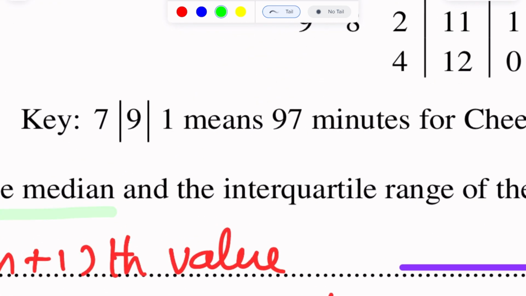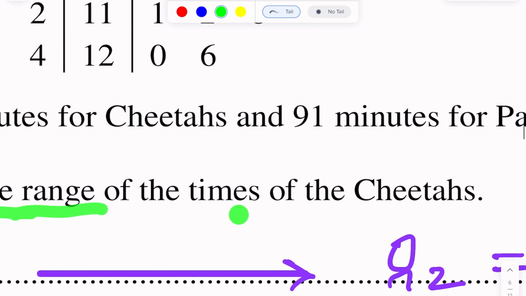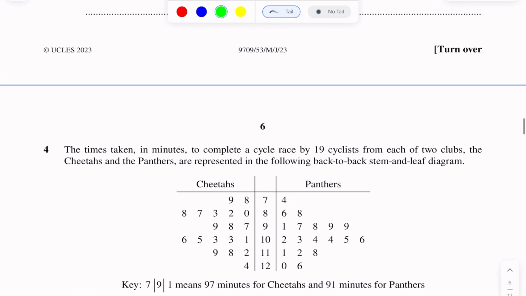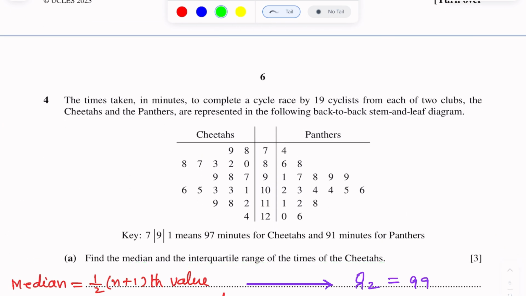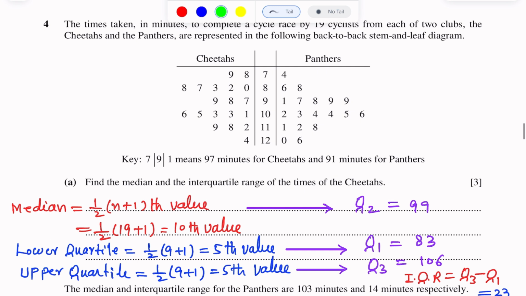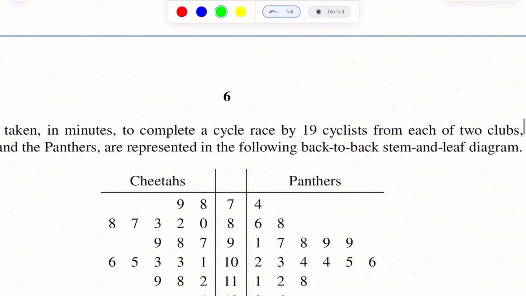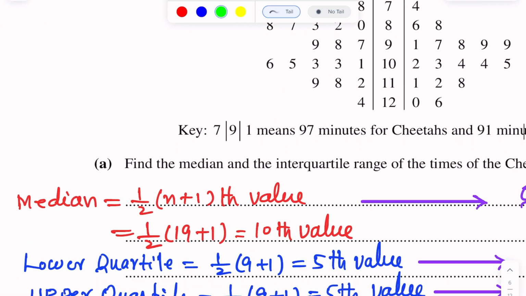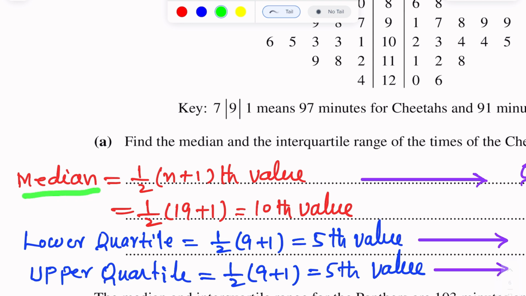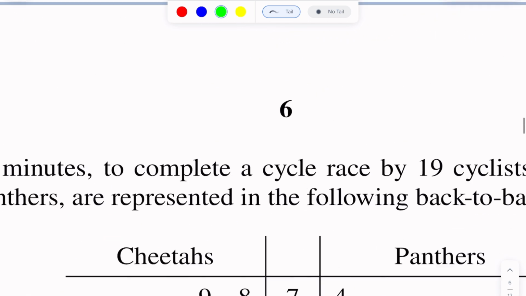Find the median and interquartile range of times of Cheetahs. So first of all, how will we find the median? Total number of cyclists in each group is 19. This is the process to find the median. Median will be the 1/2 (n+1)th value, where n is the number of observations, which is 19 in this question.